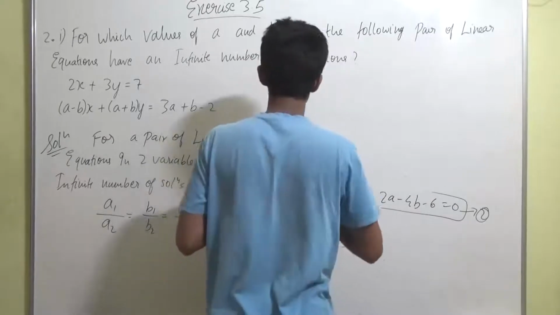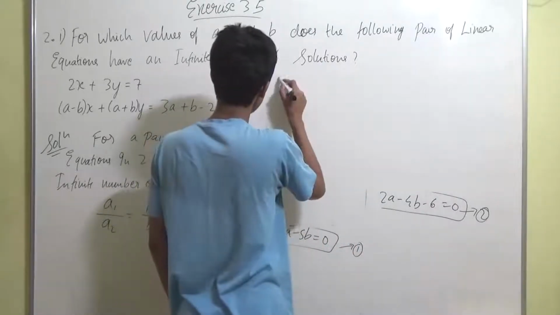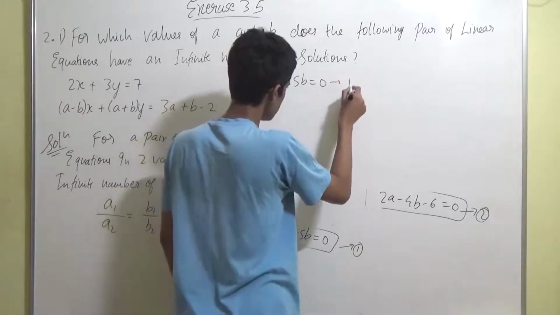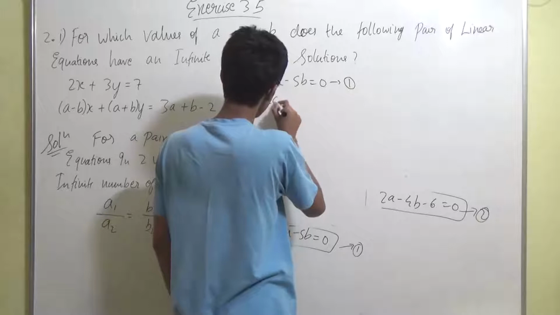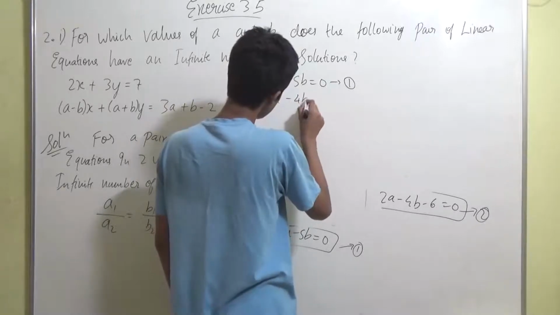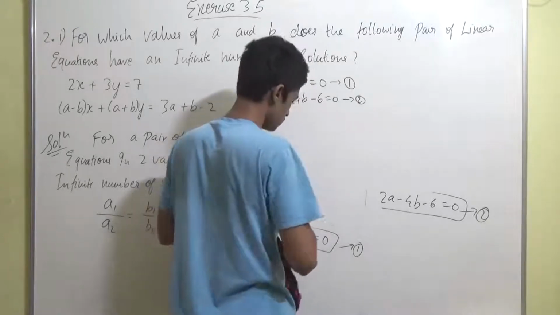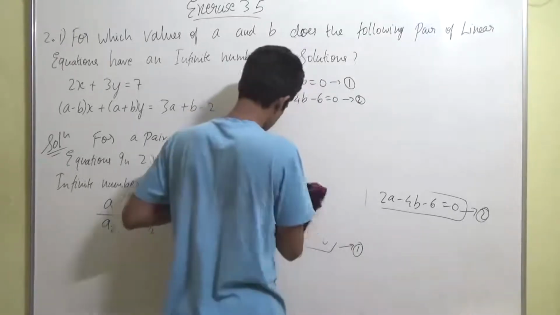So let's write both the equations here. First equation was a minus 5b equal to 0. This is equation 1, and the second equation is 2a minus 4b minus 6 equal to 0. Equation 2. Let me rub this part.